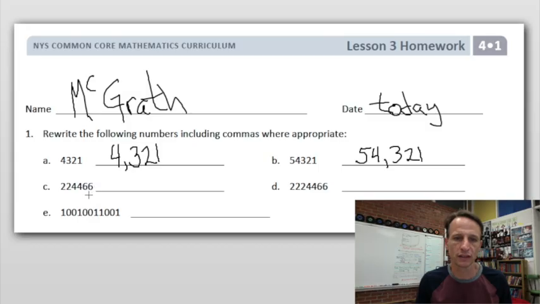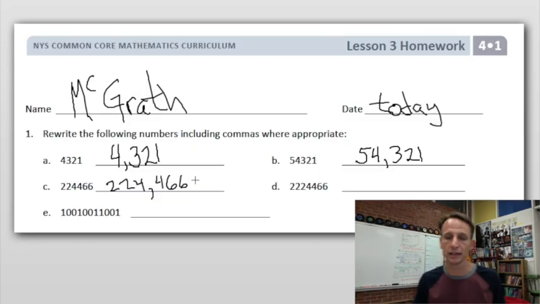6 is in the ones, 6 is in the tens, 4 is in the hundreds. Then our comma will go between hundreds and thousands. We have another digit 4 in the thousands, 2 in the 10,000s, 2 in the 100,000s. And so we'd read those first 3 digits there, the 224, and then we say thousand, that's where we place our comma, 224,466. Again, notice no "and."